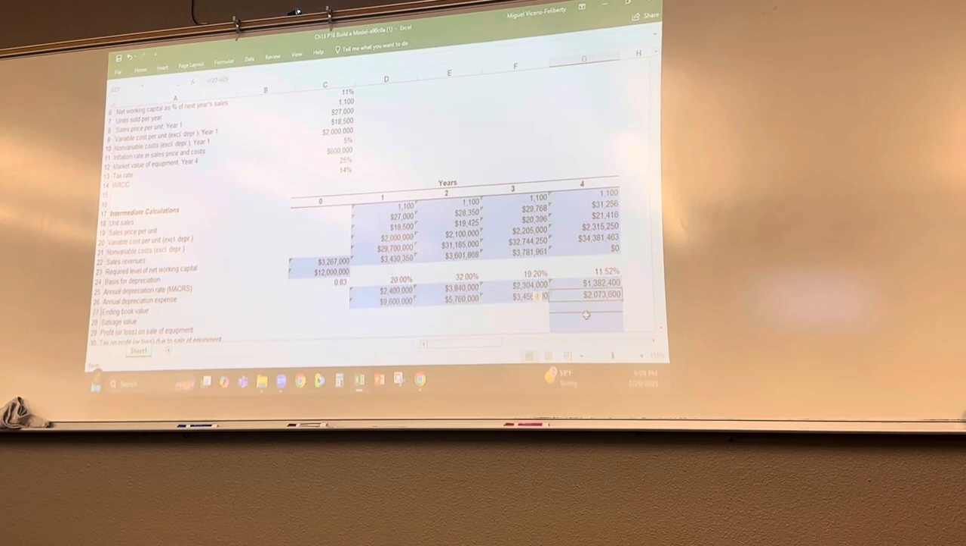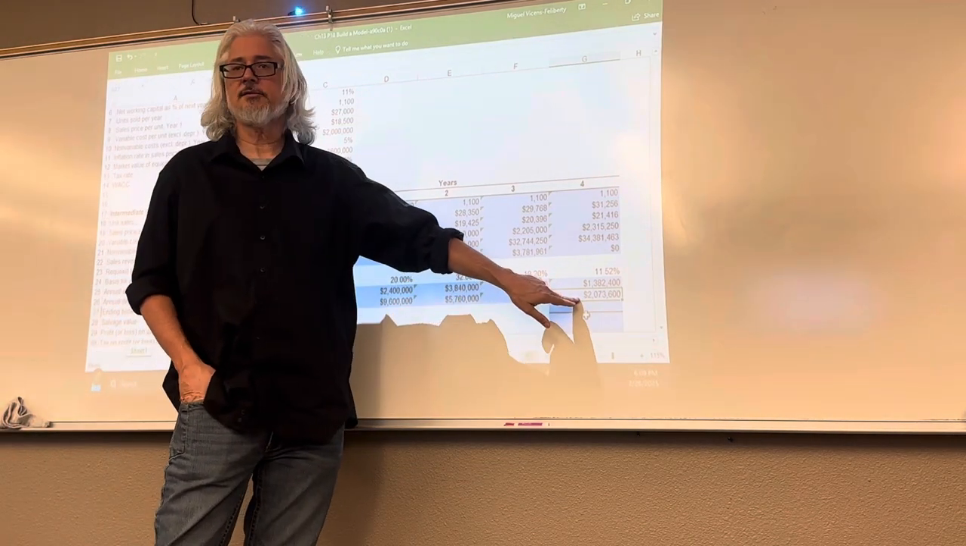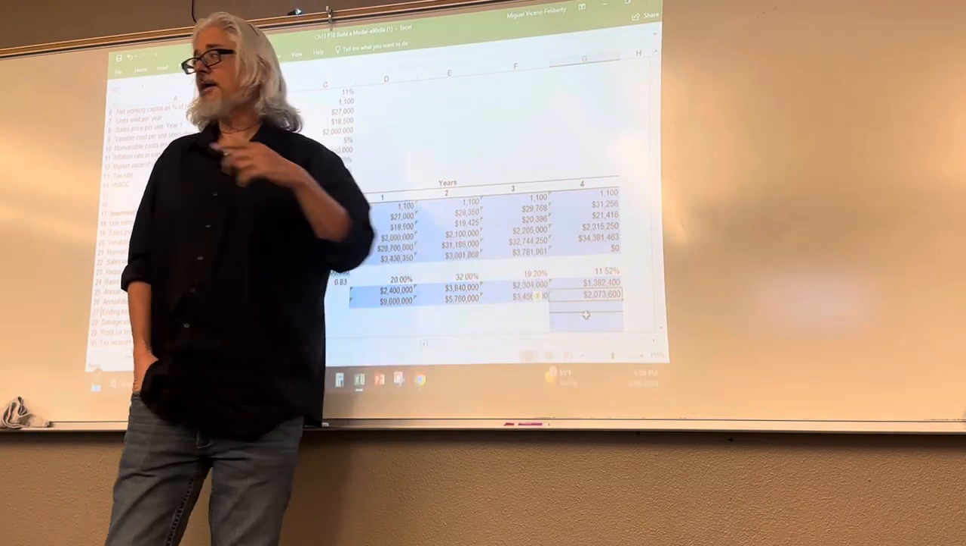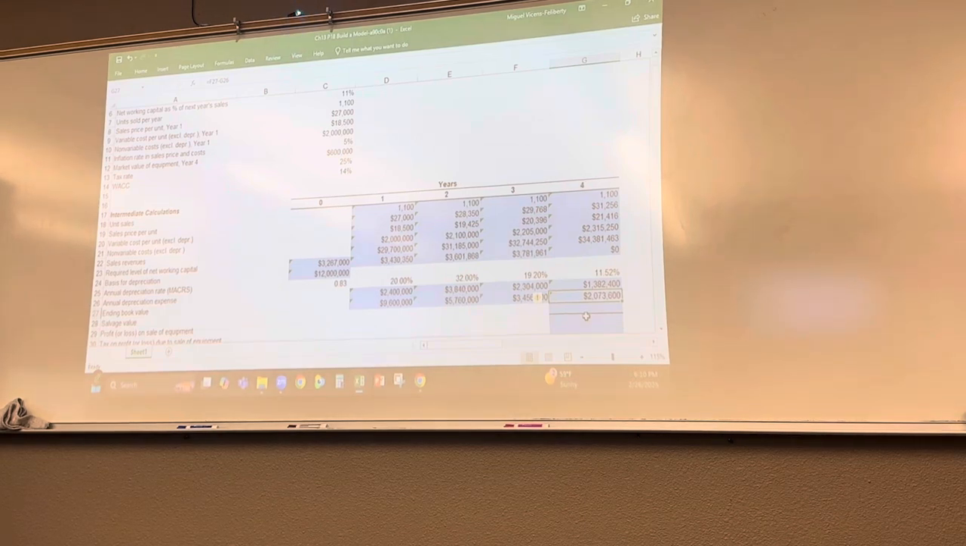Which means at the end of the project, I have a cash value, or on the books, a value of 2.0736. I can only sell this equipment, according to my question, for $600,000. But that's less than the book value. So what does that mean for my tax expense here?